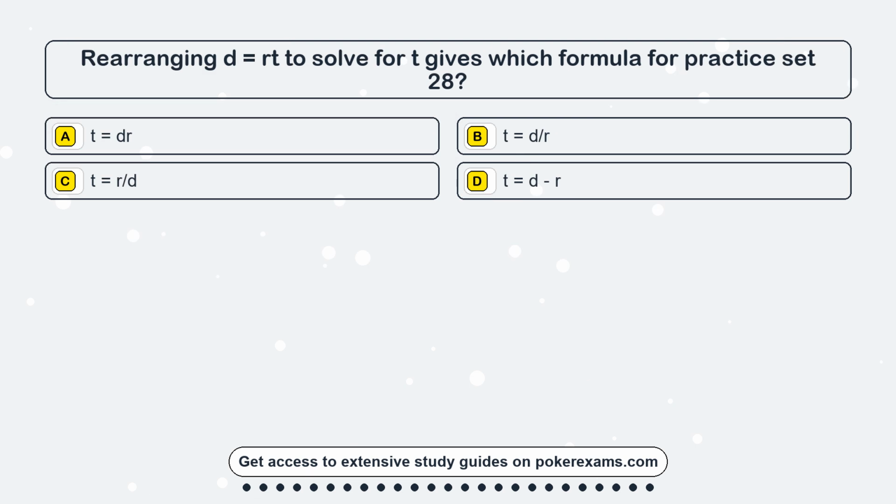Question 11. Rearranging d equals rt to solve for t gives which formula for practice set 28? Option A, t equals dr. Option B, t equals d/r. Option C, t equals r/d. Option D, t equals d minus r.